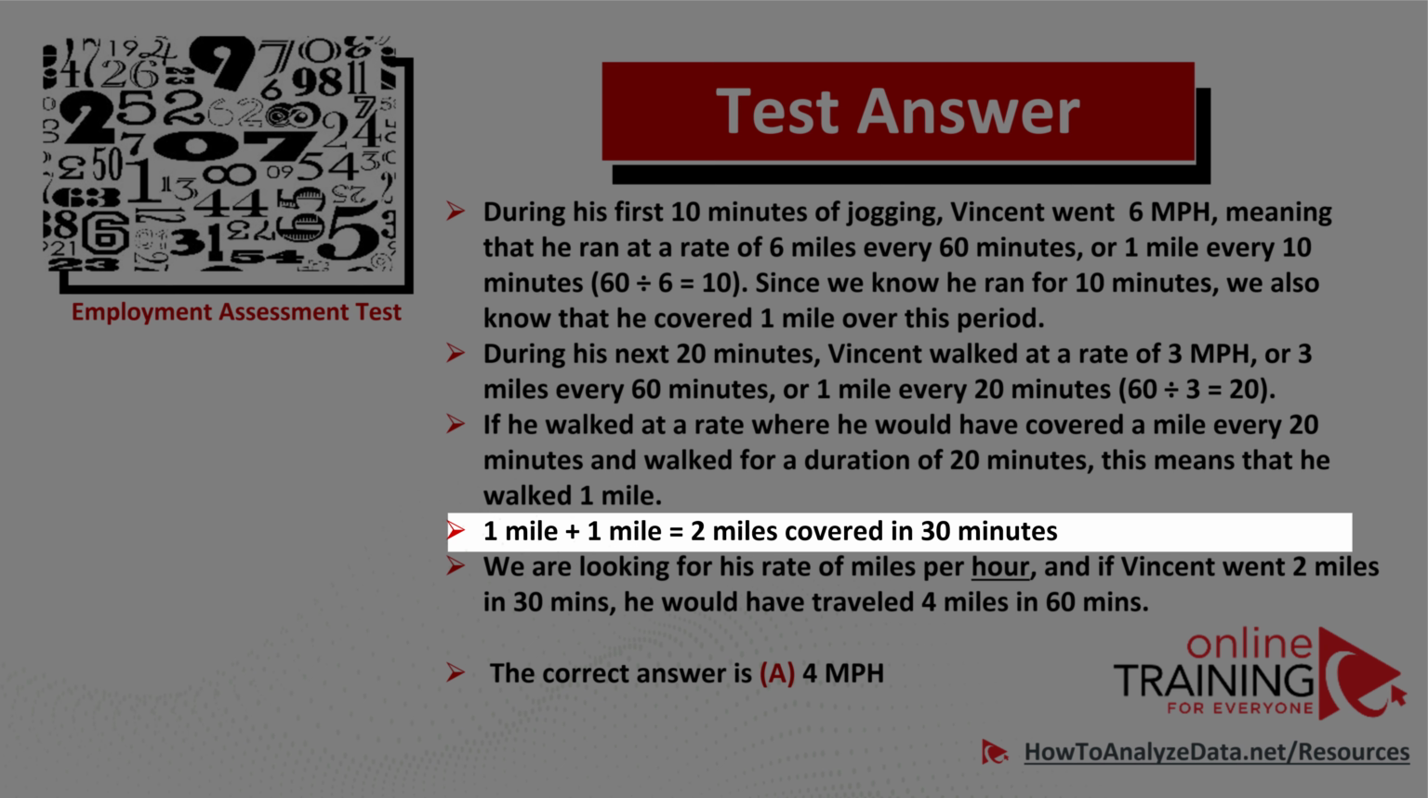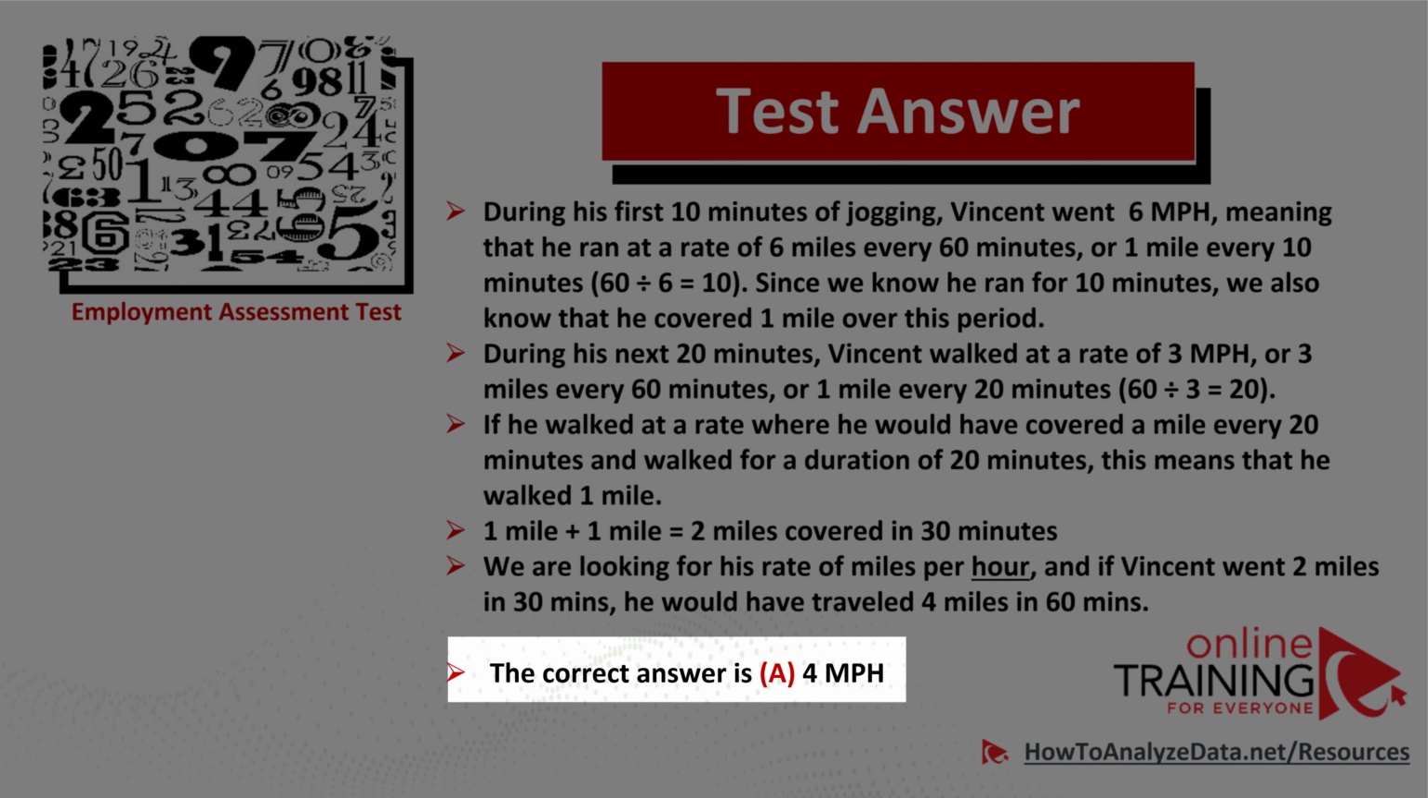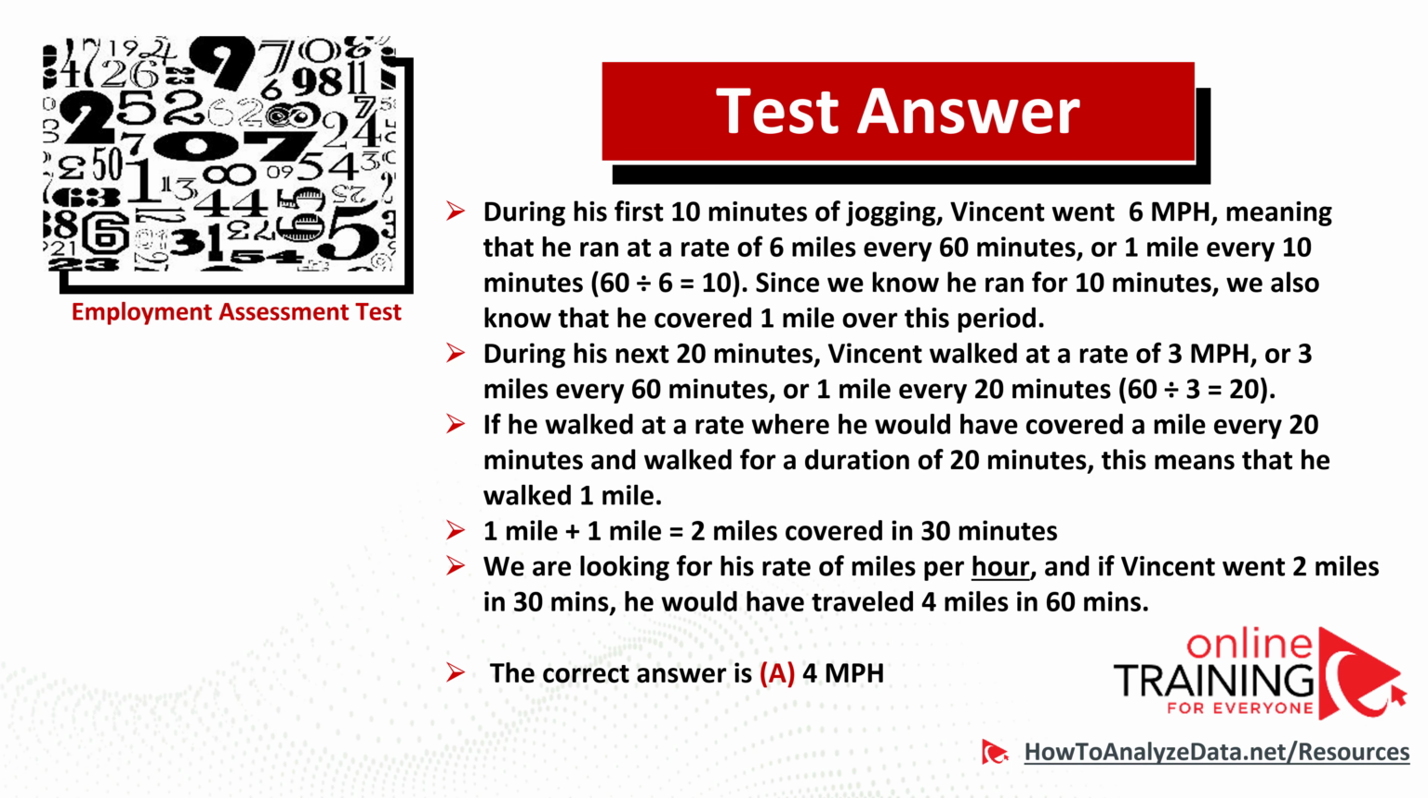So he covered 2 miles in the first 30 minutes, which is calculated as 1 mile for jogging plus 1 mile for walking. We're looking for his rate of miles per hour, and if Vincent went 2 miles in 30 minutes, he would have traveled 4 miles in 60 minutes. So the correct answer here is choice A, 4 miles per hour. Hopefully you've nailed this question and now know how to solve these types of challenges on the test.